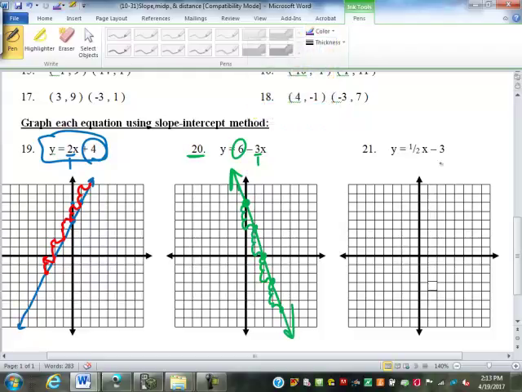Finally, this last one, y equals 1/2 x minus 3. Where do I start? Negative 3. Good. And from there I go up 1/2 and over 1. You keep going up 1/2 over 1. Or you can go up 1 over 2. Works the same. You're going to have the same spot. Okay, so we'll come back to that later on.